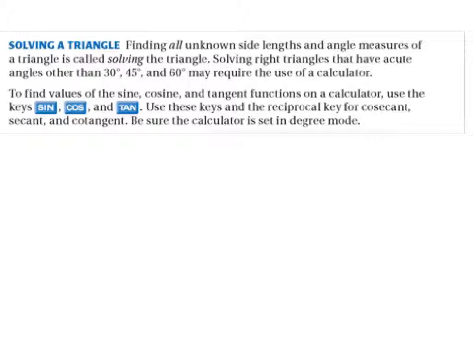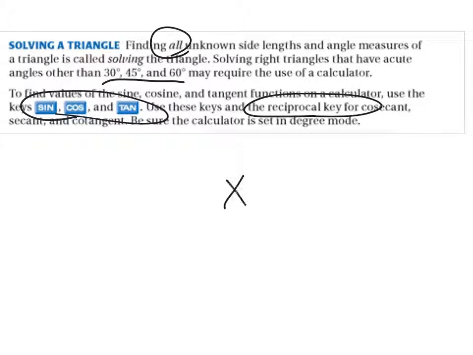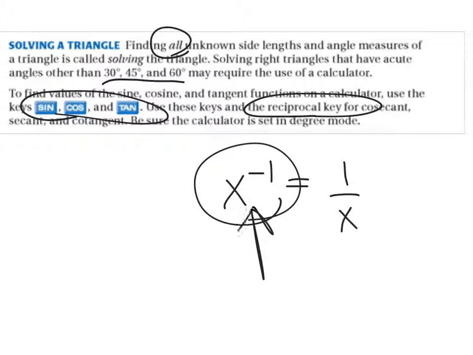All right, solving a triangle. Solving a triangle means we find all the unknown side lengths and angle measures of a triangle. So solving right triangles that have acute angles other than 30, 45, and 60 may require the use of a calculator. To find the values of sine, cosine, and tangent functions on a calculator, those are the keys that you use. Use these keys and the reciprocal key, which we don't have, but we know that this flips a fraction. We have this key.